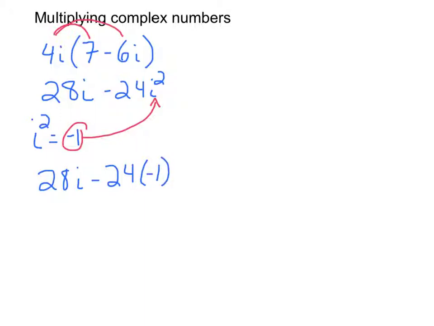Now I have to simplify this. Negative 24 times negative 1 gives me a positive 24. So that will yield me 28i plus 24. Now I have to write them in the correct order, and we need to remember that our number, not the complex part, but just our number, comes first. So we're just going to write that in front: 24 plus 28i.